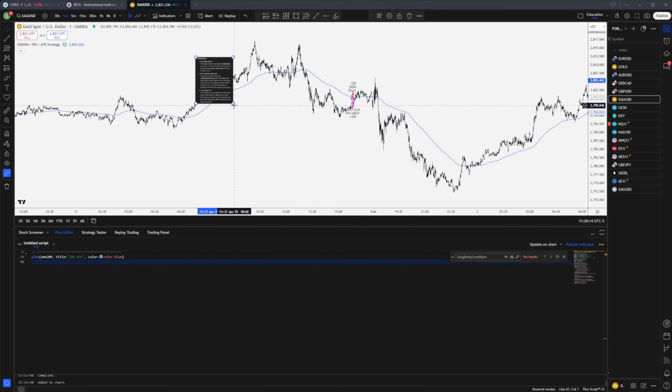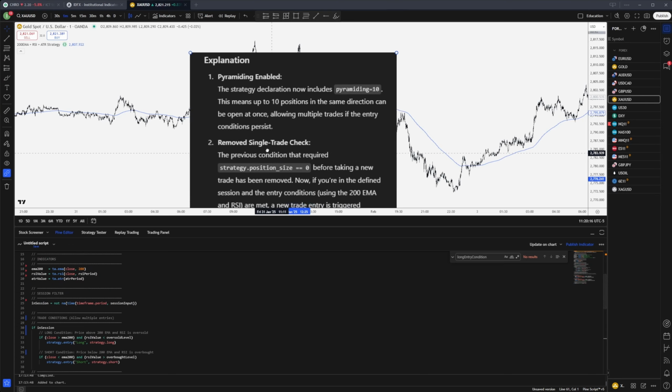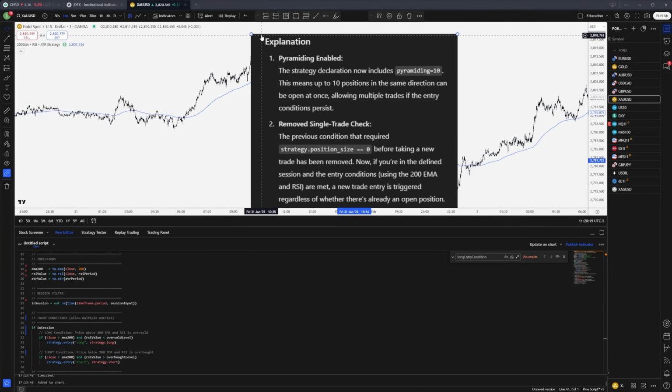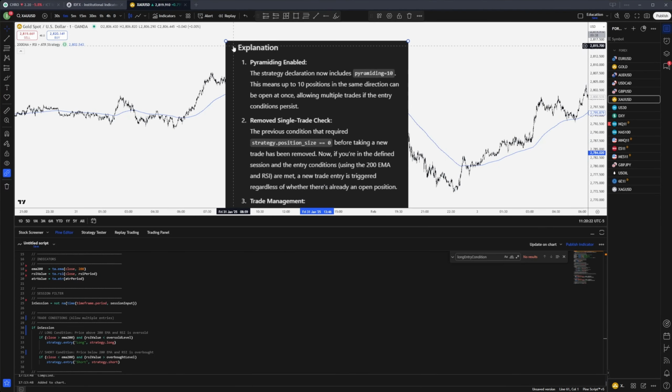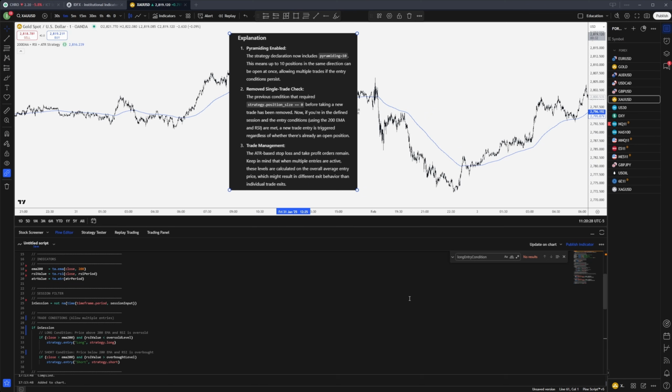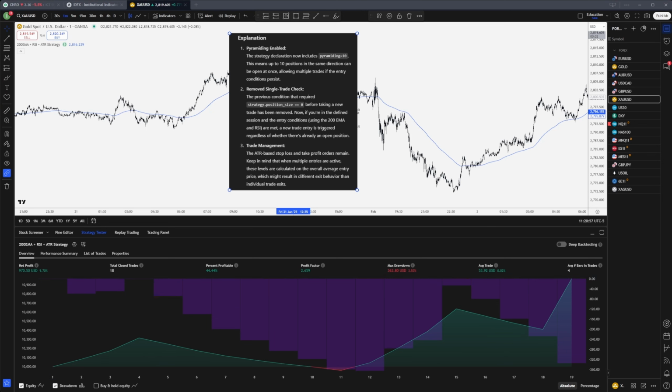All right, so it's again spitting out some code. I already took the liberty to paste that right here. And now it says it enabled pyramiding, it removed single trade checks, and it implemented new trade management. So let's hit update on chart and let us see what it is now doing. All right, so we definitely have more trades, as we can see. And I also think we're a little bit more profitable here. So now we have a drawdown of around 3.5% and we are making 9.7% profit, which is good.